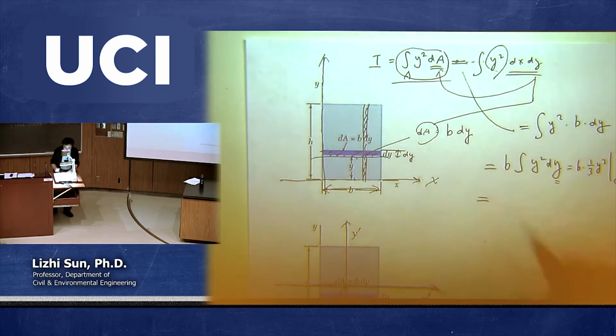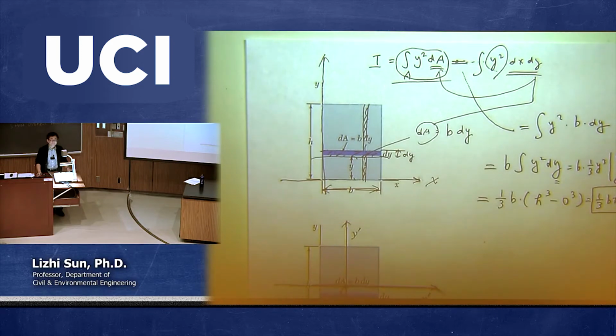And then just plug back into this one. You have 1/3 b times y cubed, with the maximum equal to h, minus 0 cubed. So you finally end up with 1/3 bh cubed. Okay? And that's exactly what I was showing you before. Okay? So this is the moment of inertia I, which is the integral of y squared dA.